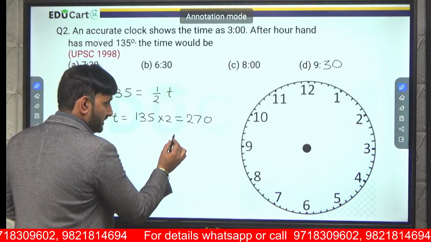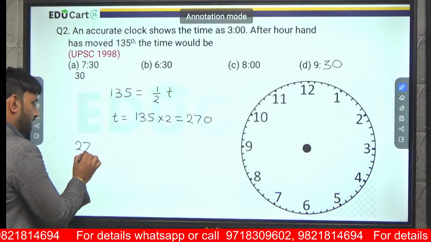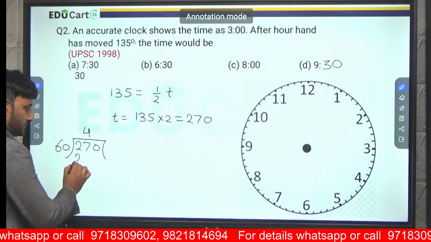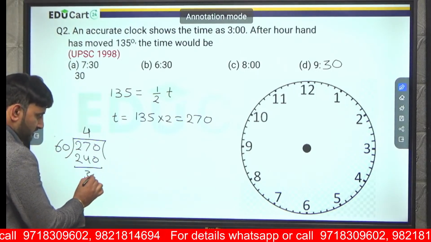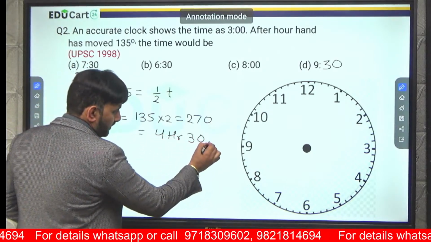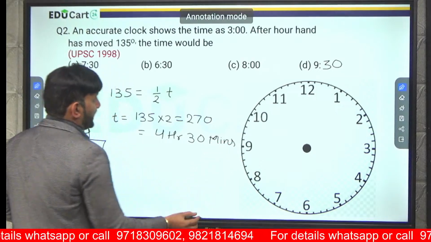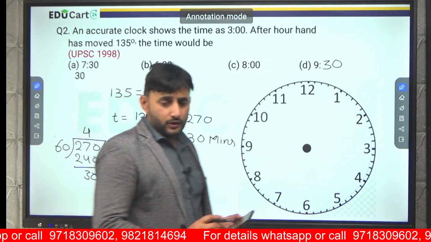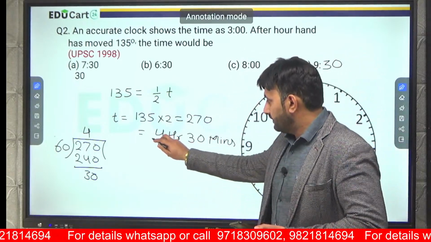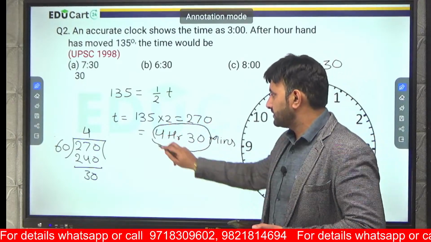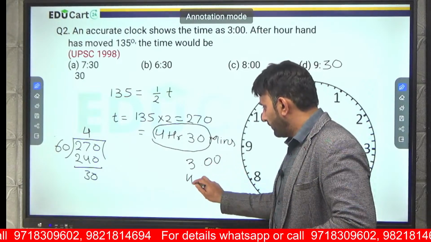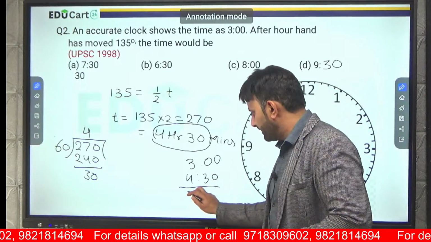This 270 minutes, we can convert into hours and minutes. 270 when you divide by 60, 4 complete hours, 240 minutes and another 30 minutes. So this is nothing but 4 hours and 30 minutes. Starting time was 3 o'clock, and to cover this 135 degree angle, the hand has taken another 4 hours and 30 minutes. So after 4 hours and 30 minutes, time should have been 7:30.